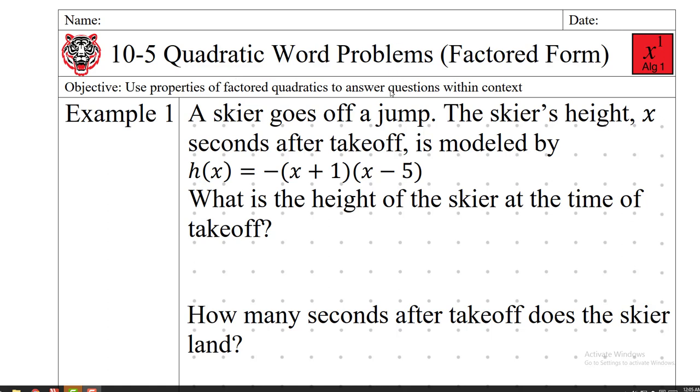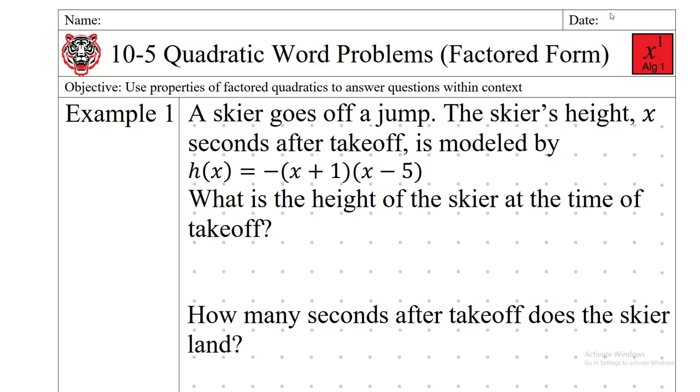This is Algebra 1, Lesson 10-5, Quadratic Word Problems, Factored Form. Today's date is Friday, April 3rd, 4/3, 2020. I'm using a slightly new setup, using a Windows computer. Let's see how much it changes. Our objective today is to use properties of factored quadratics to answer questions within context.